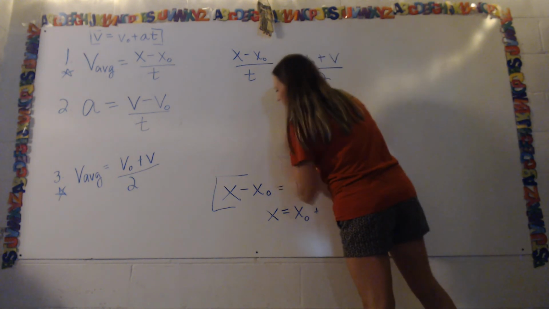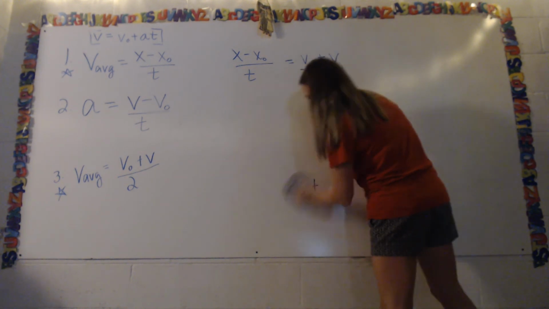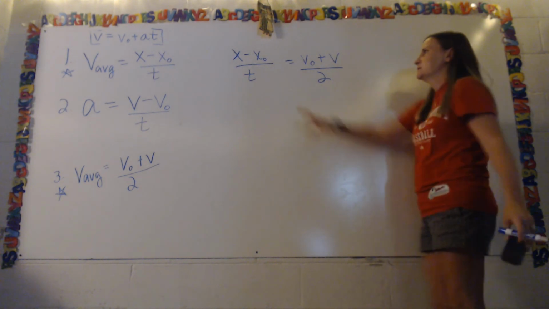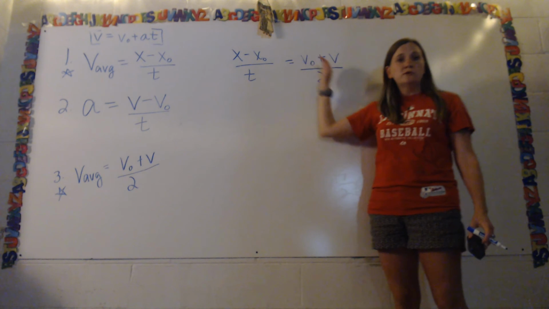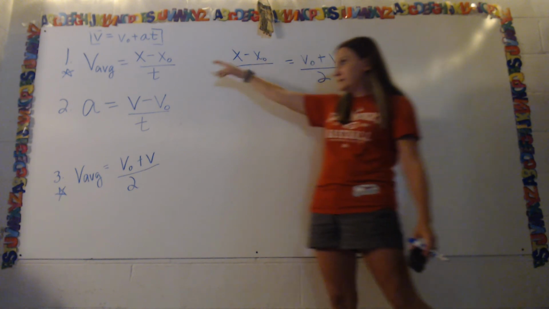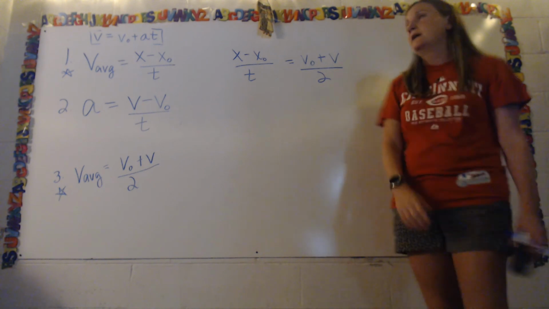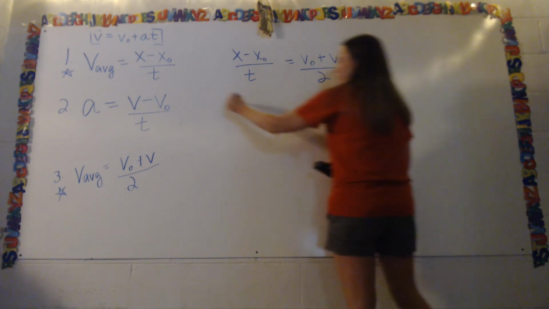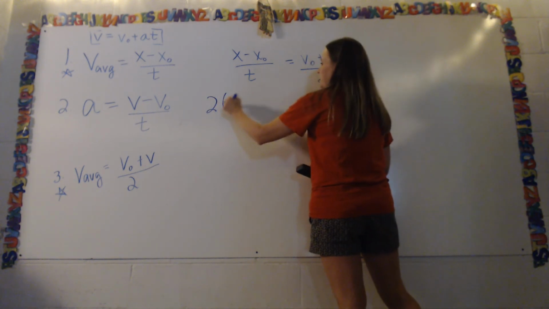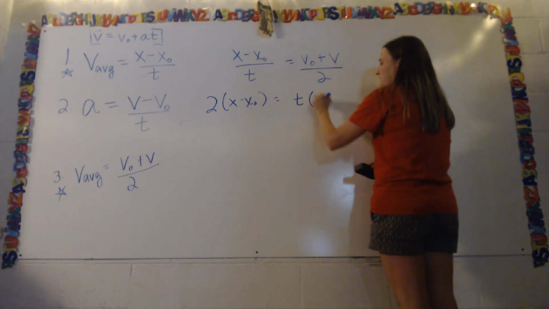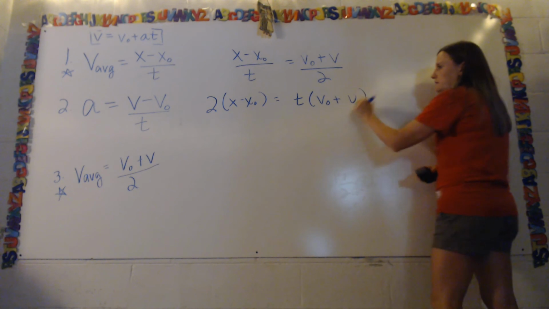So the third kinematic equation of motion starts at the same spot. Actually, I probably erased too much. It starts really in the same place. I'm going to use my 2 definitions for average velocity and set them equal to each other because they must be equal to each other. And I'm going to cross multiply. I should have left that line there. So I'm going to say 2 times x minus x naught is equal to t times v naught plus v.